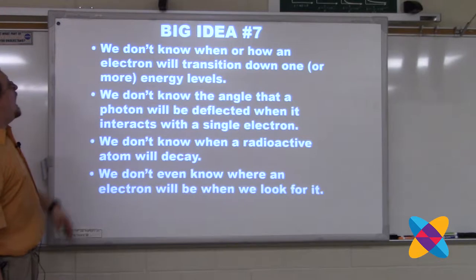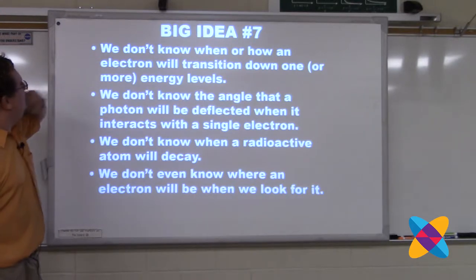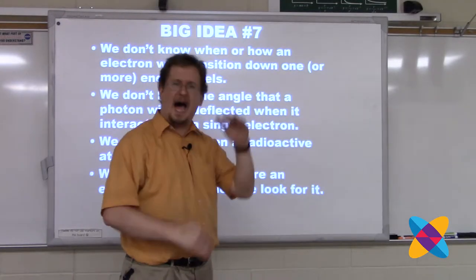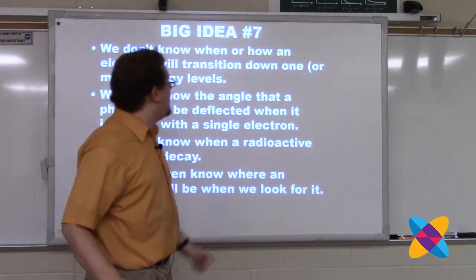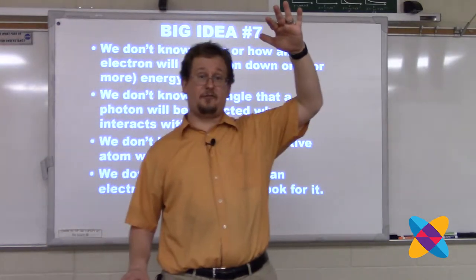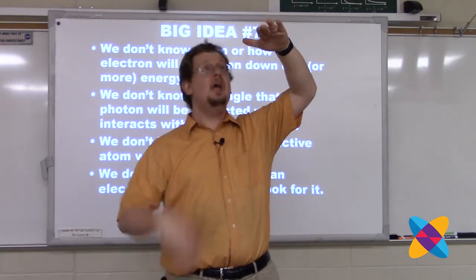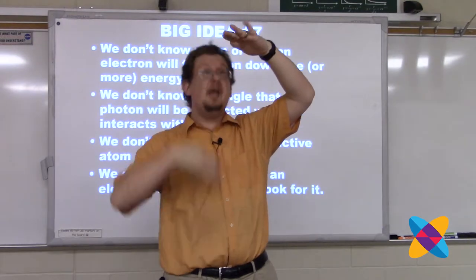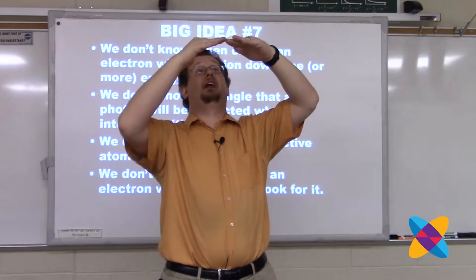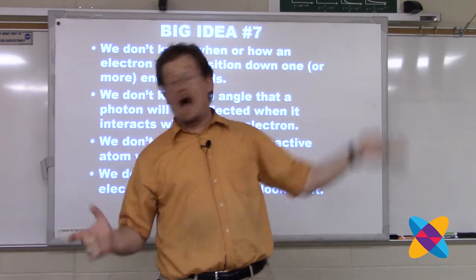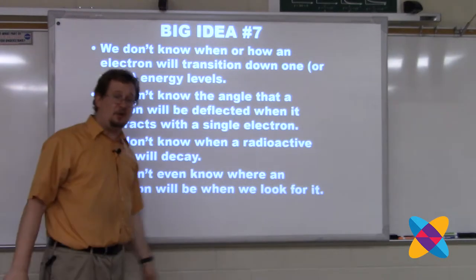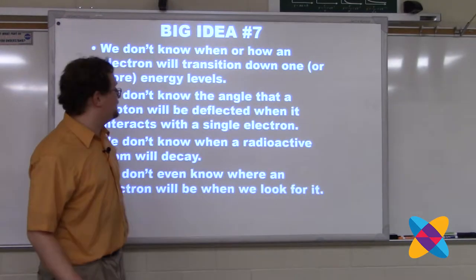All right. What are some examples of this? I can't tell you when an electron is going to transition down energy levels. I don't know when that's going to happen. Let's say it starts in n=5 and is trying to get to n=1. Is it going to go 4, 3, 2, 1? Is it going to go from 5 to 3 to 1? Is it going to go from 5 to 4 to 2 to 1? I can't tell you what's going to happen. The best I can tell you is the probability of each possibility.